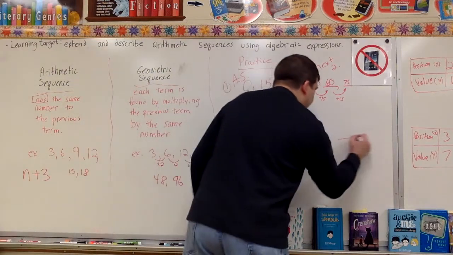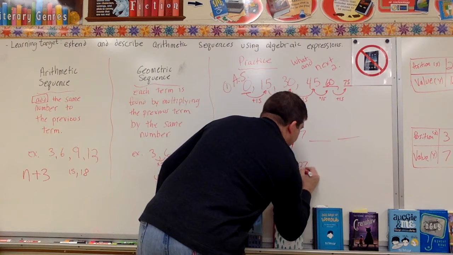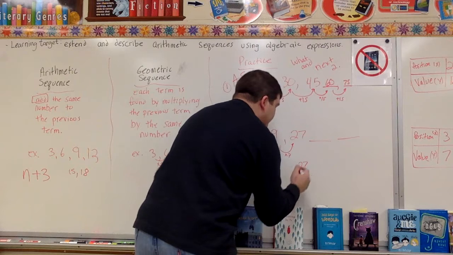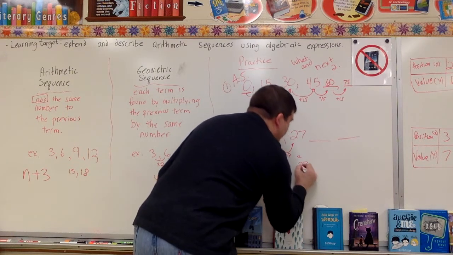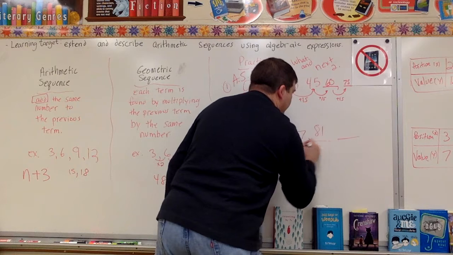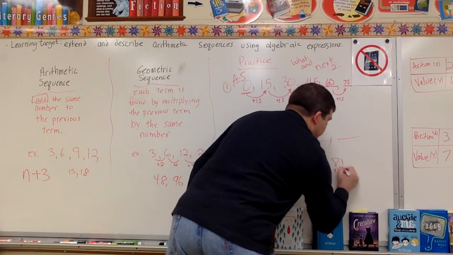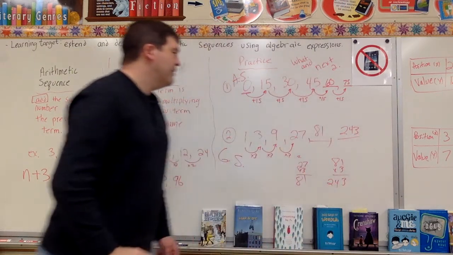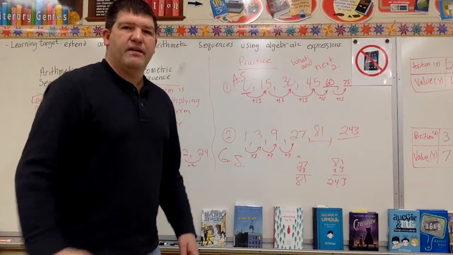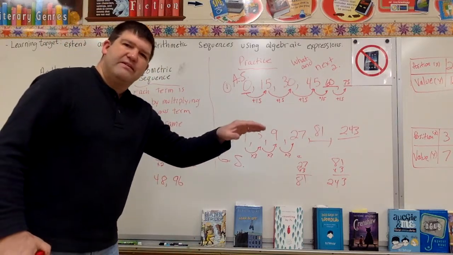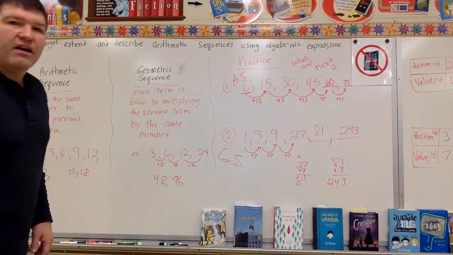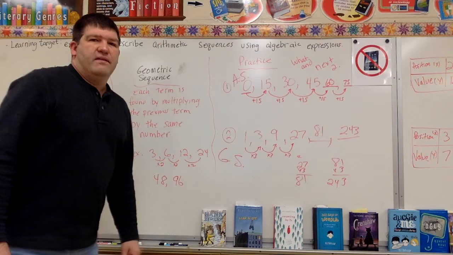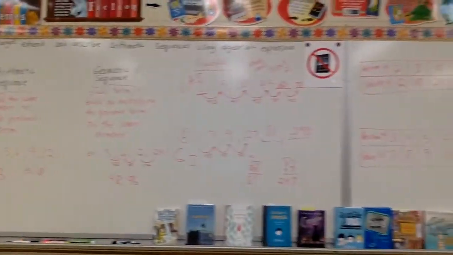Now let's go with 2 more. 27 times 3. You can use your calculator for these because they get bigger quicker. That's 81. And then 81 times 3 is 243. So we took 2 more out. All right. So that is how you look at sequences, and decide, are they arithmetic or are they geometric?